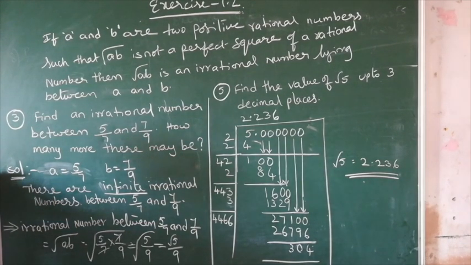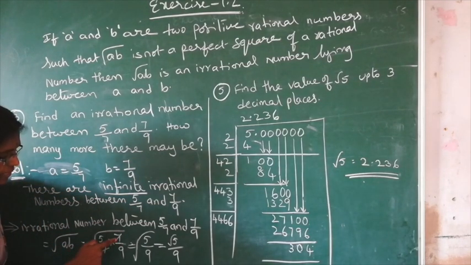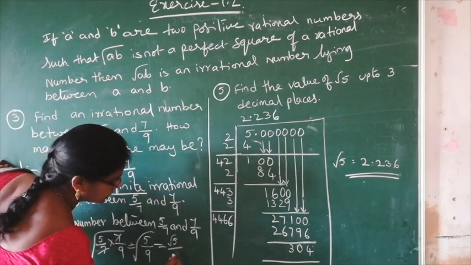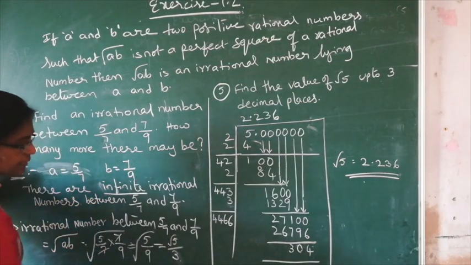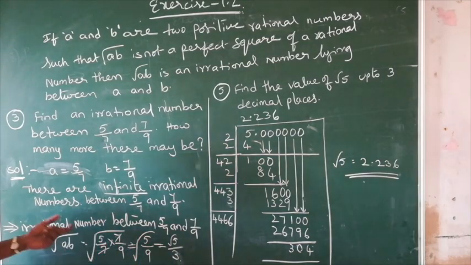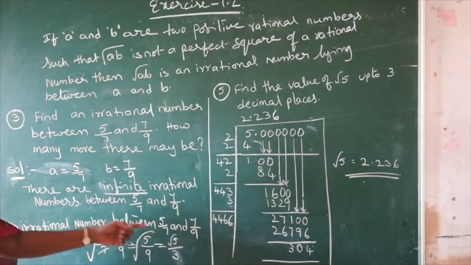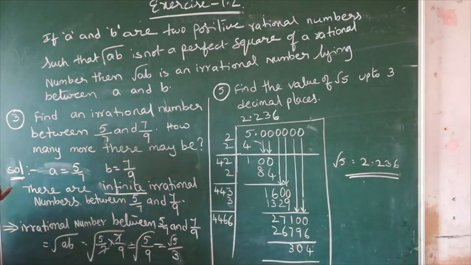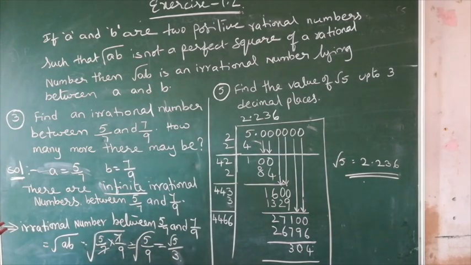Now, how to find one of the irrational numbers? For that, what is the formula? Root of A into B. Root of 5 by 7 into 7 by 9. 7 will cancel, root 5 by 9. Then root 5 by root 9, which is 3. So the irrational number between those two is root 5 by 3. This is one of the irrational numbers between 5 by 7 and 7 by 9. But between two rational numbers there are infinitely many irrational numbers. Next question.